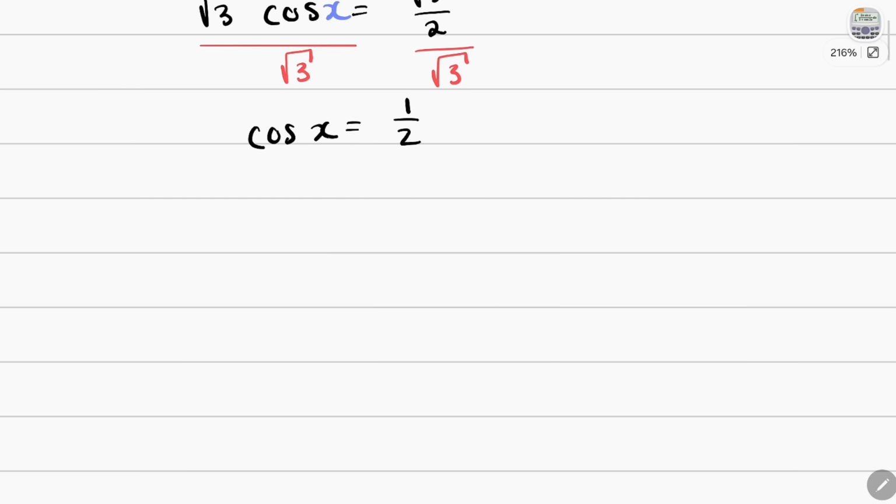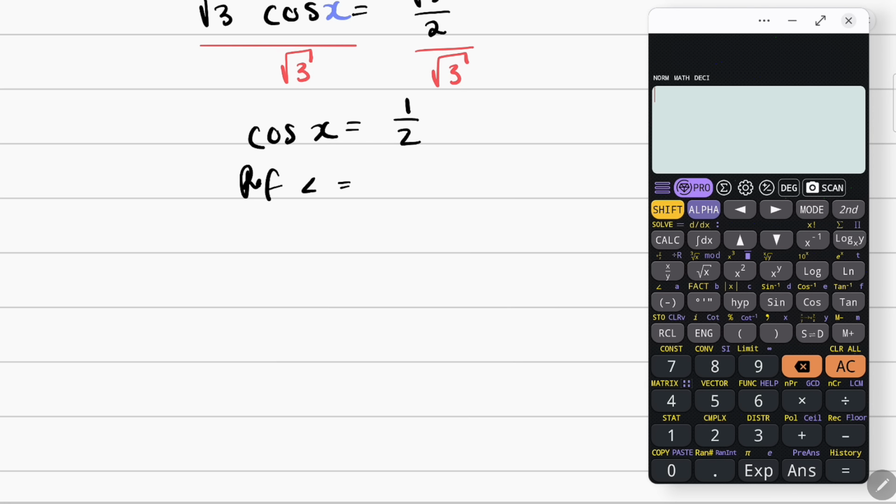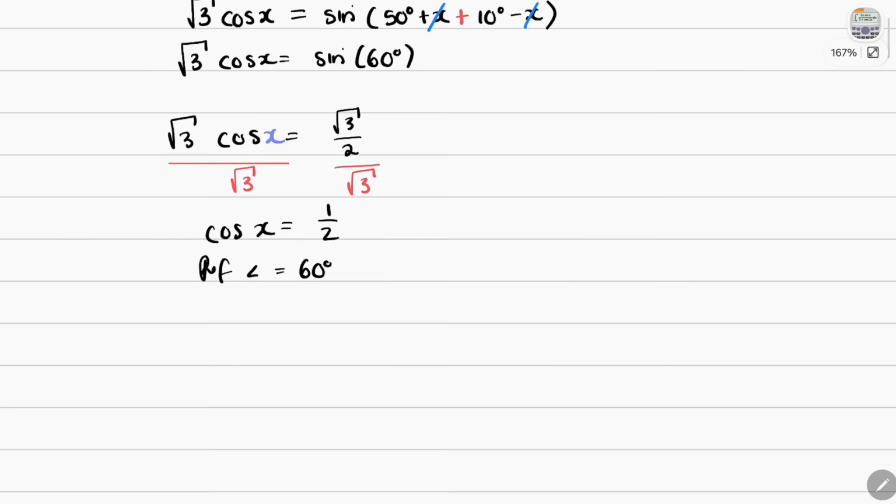To find the general solution for this equation, we're going to first find our reference angle. To find the reference angle of cos x is equal to a half, on your calculator, you can simply press, we're transposing it, so it becomes the second function of cos. So we'll say shift cos 1 over 2, and we get 60 degrees. So this is 60 degrees. And now we can solve.